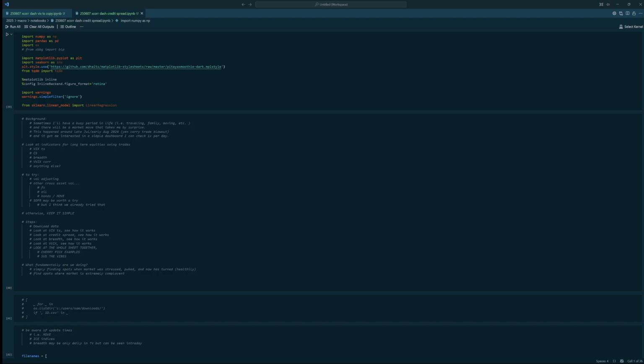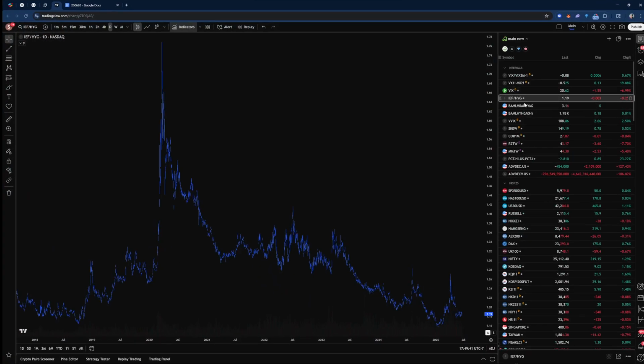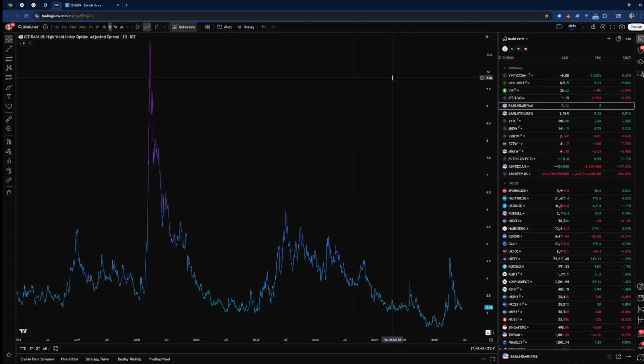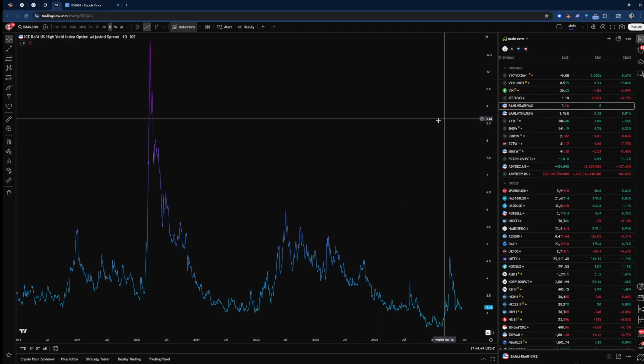Okay, so earlier I filmed this thing about credit spreads, only looking at it on TradingView with this indicator. This is the credit spread from FRED or ICE or whatever. Anyway, here's the thing. These values don't come in real time. They come in at the end of the day or even delayed by a day.